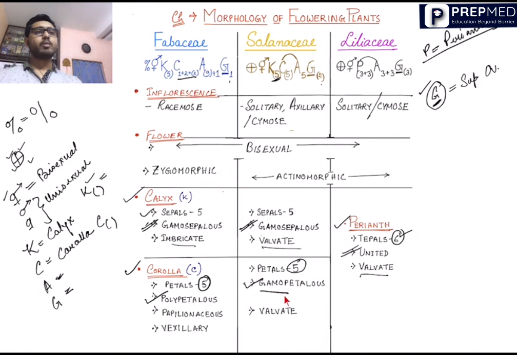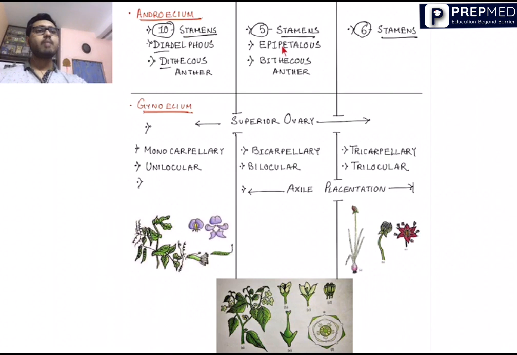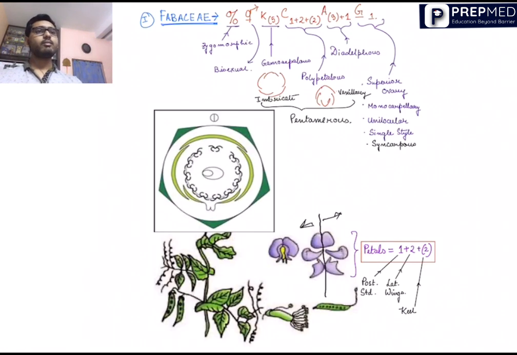Then for petals, it's gamopetalous again. It's the same. It's easiest to remember for Solanaceae. 5 plus 5 plus 5, and here 2. Stamens 10, 5 and 6. This is the diagram you will find in the NCERT book. It's a pea plant. This is the potato, and here you can find onion. And here it's Fabaceae again.